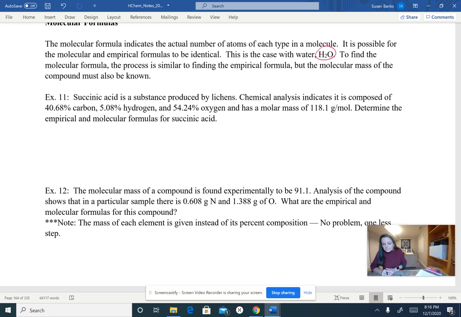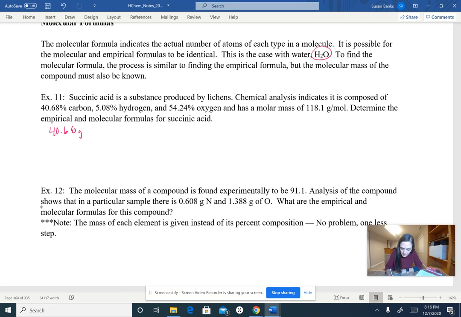Chemical analysis indicates that it's composed of 40.68% carbon, 5.08% hydrogen, and 54.24% oxygen. And we have a molar mass of 118.1 grams per mole. Determine the empirical and the molecular formulas of succinic acid. So the very first thing we're going to do, just like empirical formulas, is pretend that we have 100 grams of this stuff.